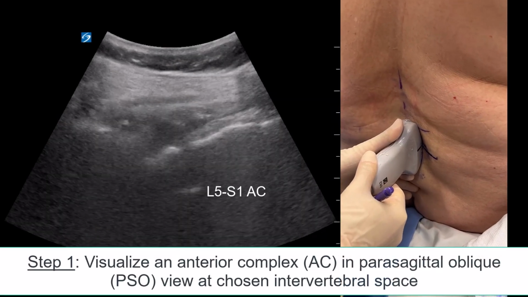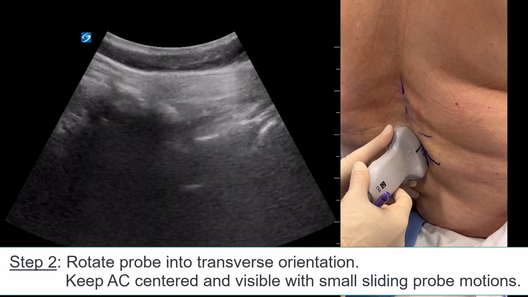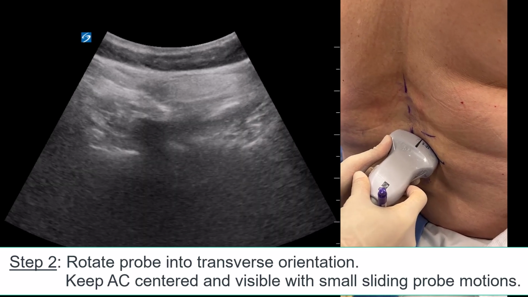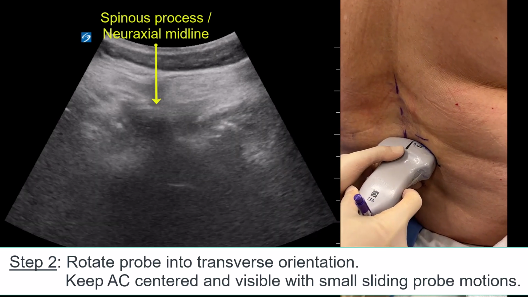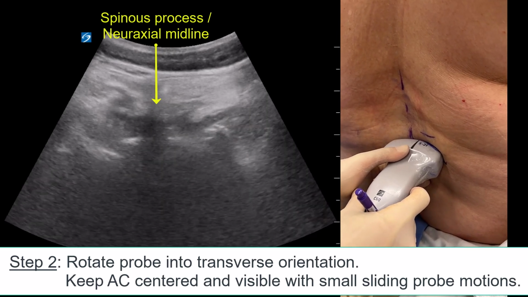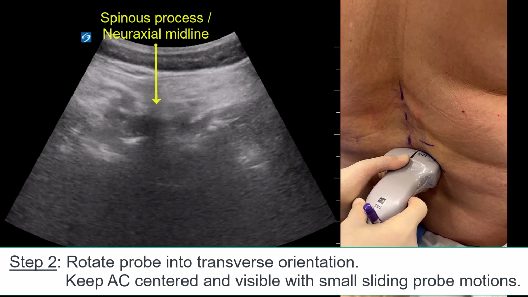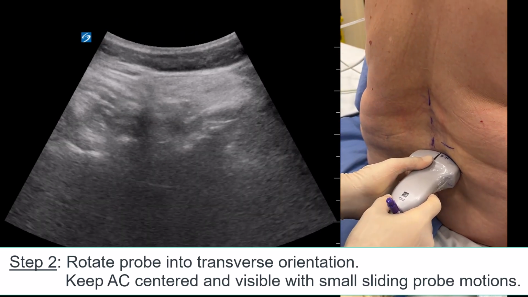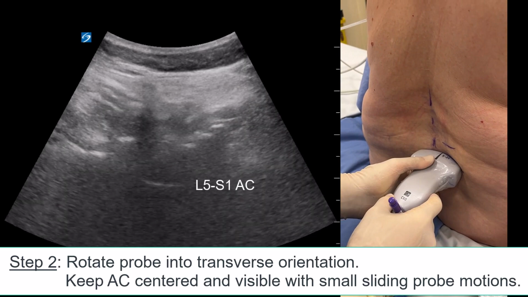Having identified the anterior complex, the probe is carefully and slowly rotated from a longitudinal orientation into a transverse orientation, making small sliding adjustments as needed to continuously keep the echogenic line of the anterior complex in view. This allows us to be confident that the hyperechoic line visible in the transverse midline view is actually the anterior complex, even if it is off to one side of the neuraxial midline, as in this example.